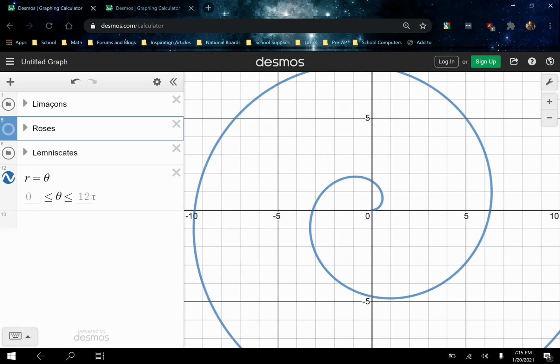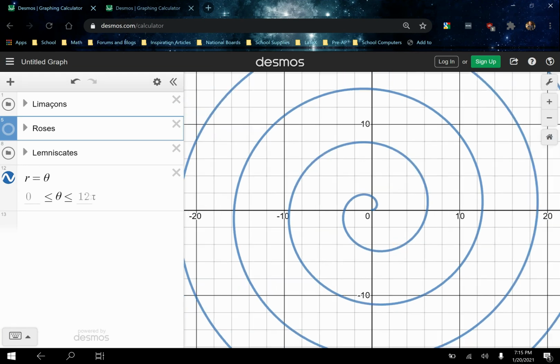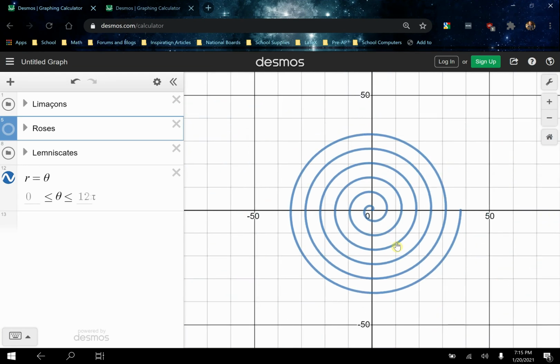And when we graph this, you see a little swirl, and you're like, well, that's pretty cool. But then if you zoom out, it keeps going and keeps going. And, oh, it stopped there. That's exciting. Well, it only stopped there because we stopped at 12 pi. If you increase this to 14 pi or 24 pi or whatever, this will go forever and ever and ever.